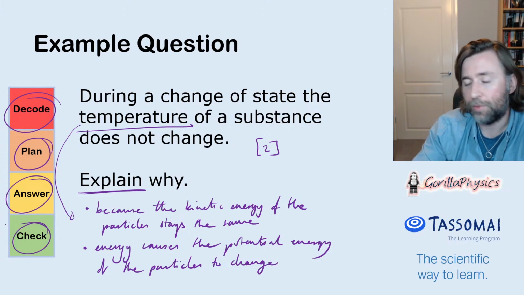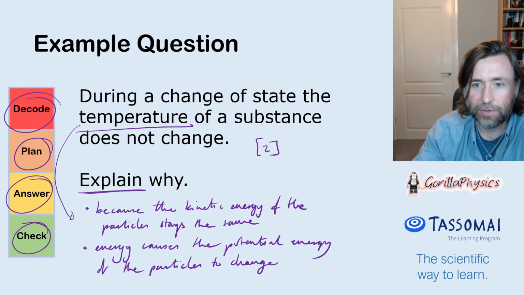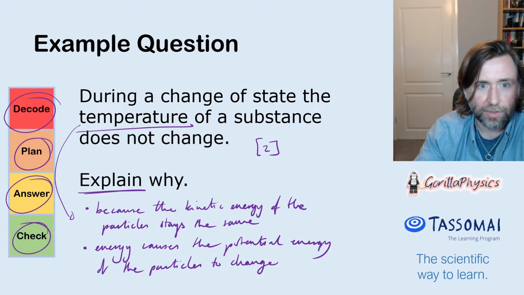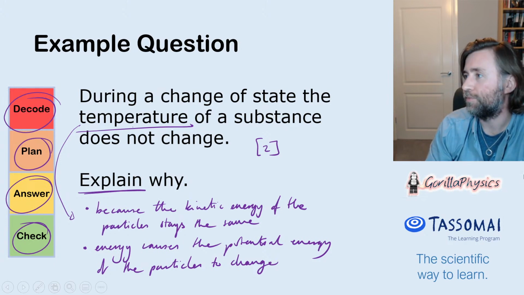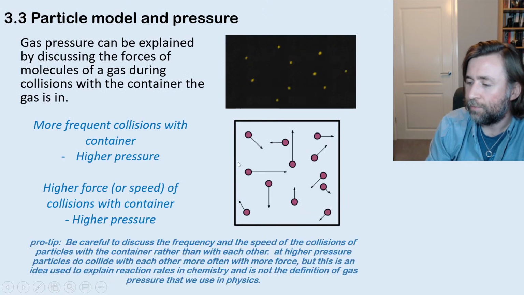And once more, let's check back through. Have we done everything we've been expected to do? Yes, we've explained. We've said why something has happened. They told us that the temperature doesn't change. Not going to get a mark for that then. But what we are going to get marks for is explaining why that is the case. Okay. Now on to the particle model and pressure.